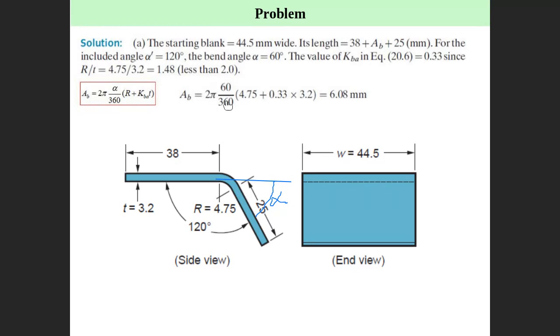So alpha equals 60, divided by 360, times R, radius 4.75, plus KBA. KBA is 0.33, obtained as we described, from the relation between R and T. Multiplied by thickness 3.2, you get AB. As long as you get AB, the length equals 38 plus 25 plus AB. Then the initial starting size equals length multiplied by width.